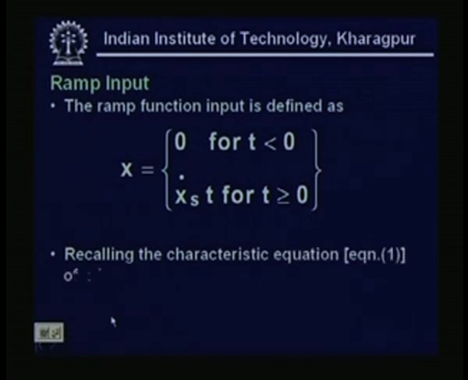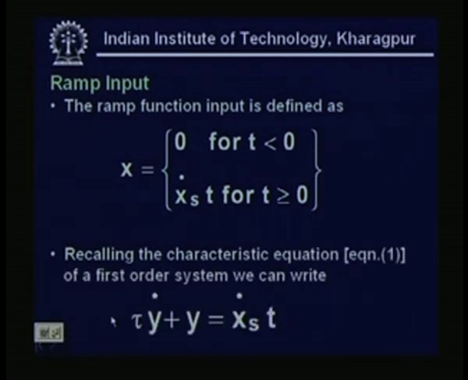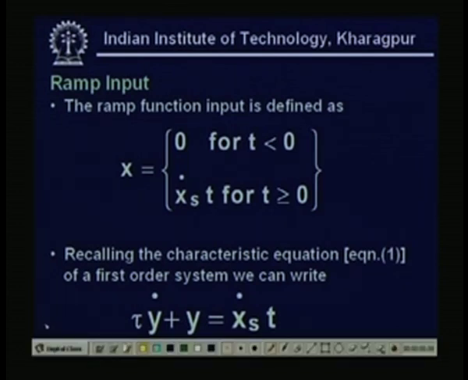Recalling the characteristic equation, equation 1 of the first order systems, we just replace x by x_s dot t, where x_s dot means dx_s by dt, into t. So, tau y dot plus y equals x_s dot into t. This is our first order differential equation for ramp input. We will solve this equation and see how the response will come, and how the error in the measurement system will come.